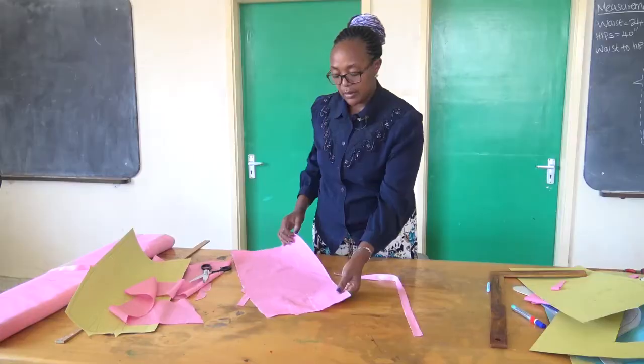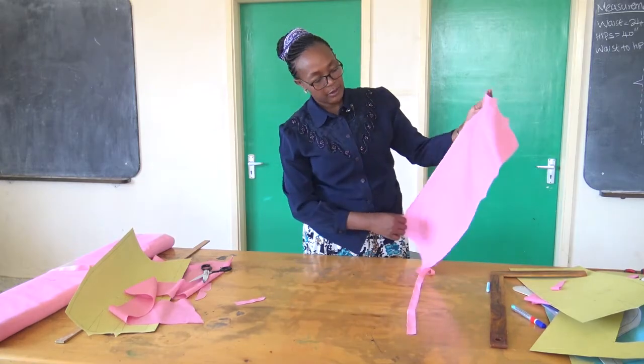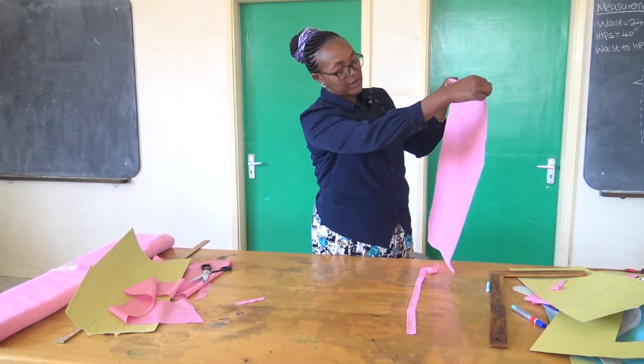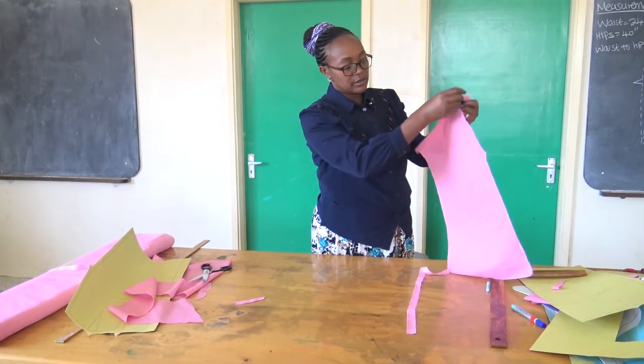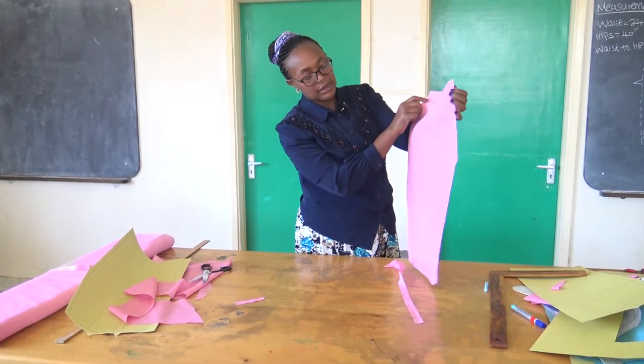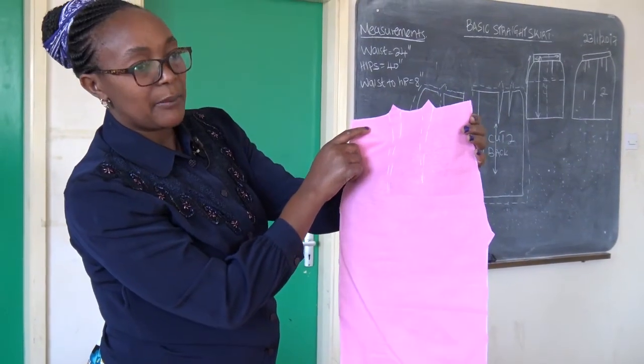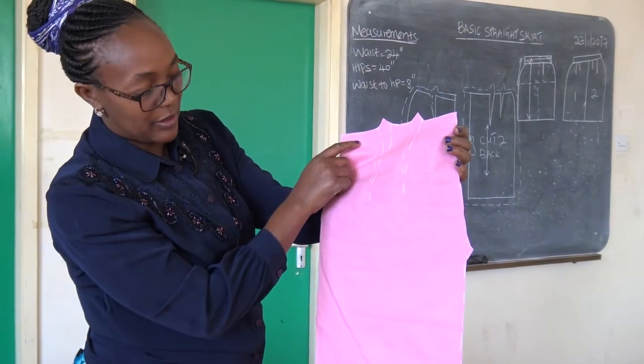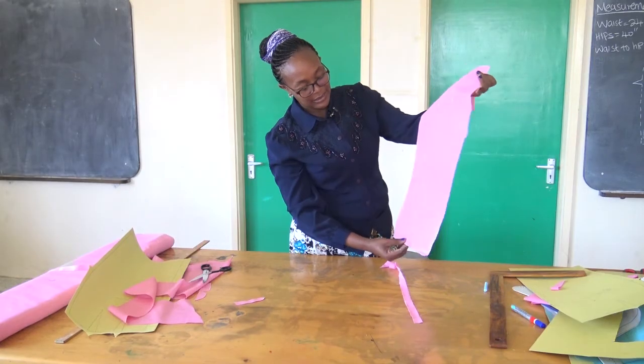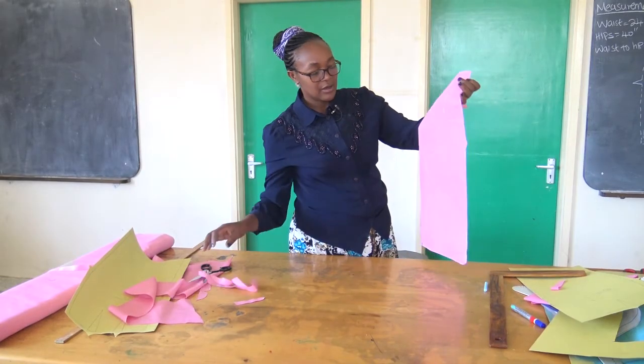So this is part of the back skirt. As you can see, it is not on fold, it is single piece, so I need another part. This is for the left, so I need another part for the back, the right part for the back. And it is a complete pattern ready for stitching.